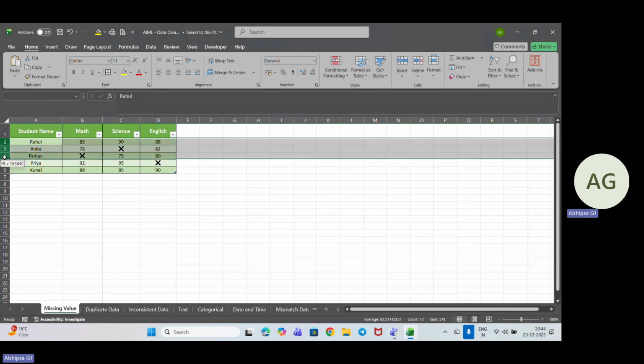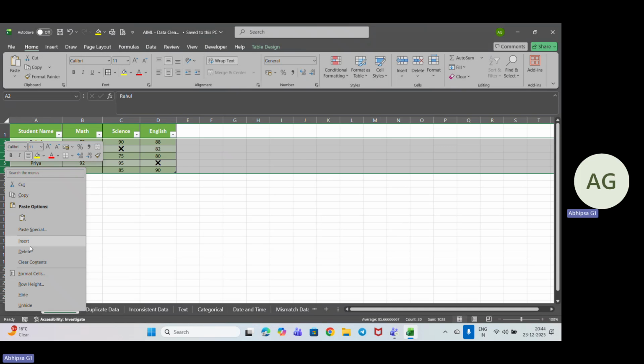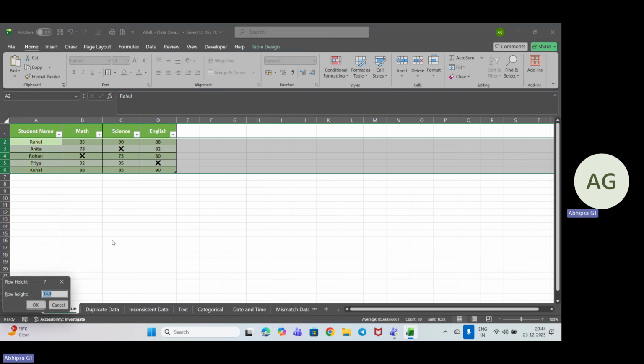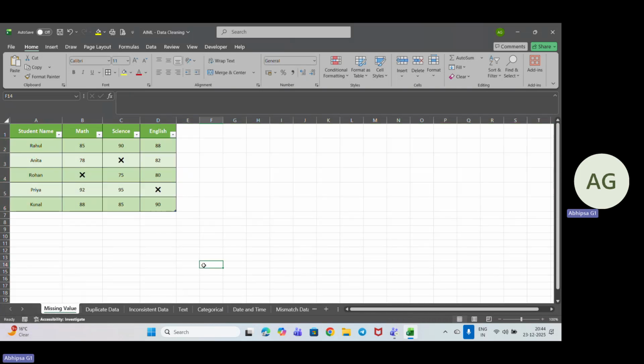Let me just increase the height of the row, basically. Let's put it to 30. Yeah, so hopefully now it is visible to you people.